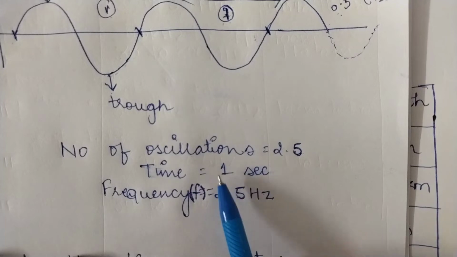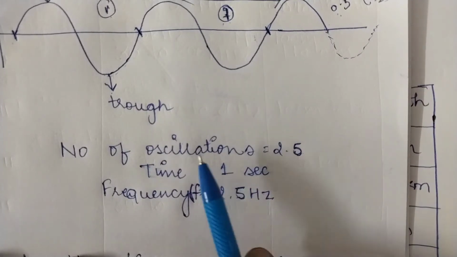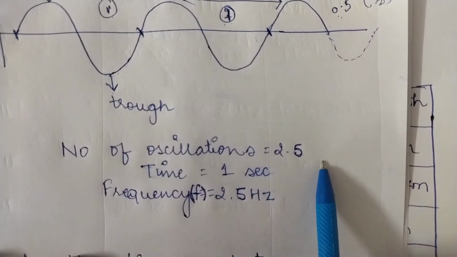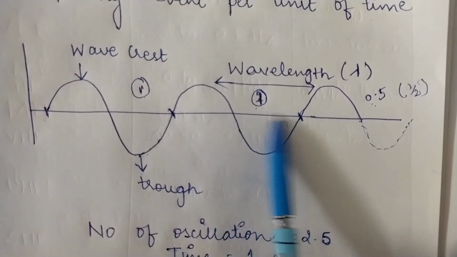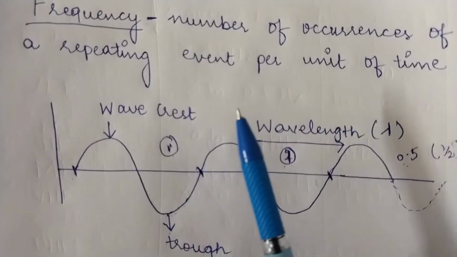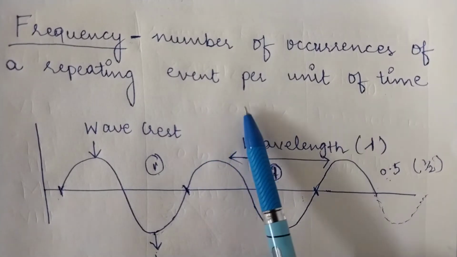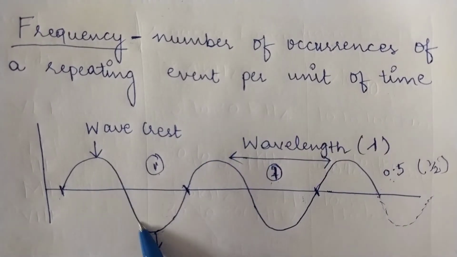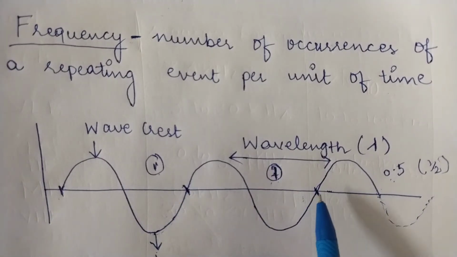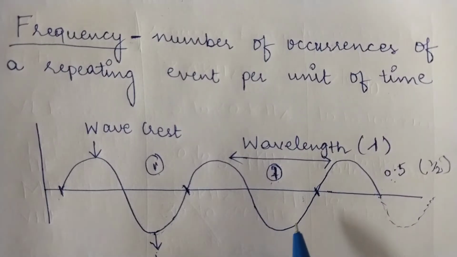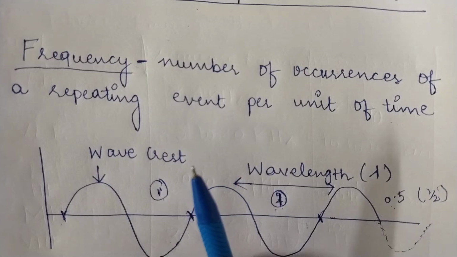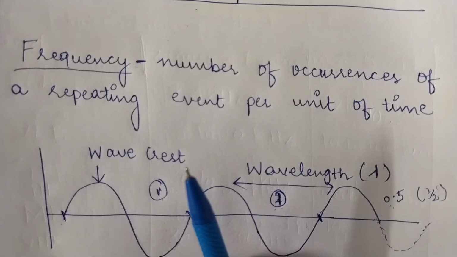So in a unit of time, that means in 1 second of time, the number of oscillations in the waveform was 2.5. Therefore, what is the frequency of this particular waveform? The frequency is 2.5 Hertz. So this is how you find out the frequency, and this is what exactly a frequency means. That means how many times this event has been repeated. It has been repeated once, it has been repeated twice, and then half. So 2.5 is the frequency of this waveform. So this is what we call frequency.